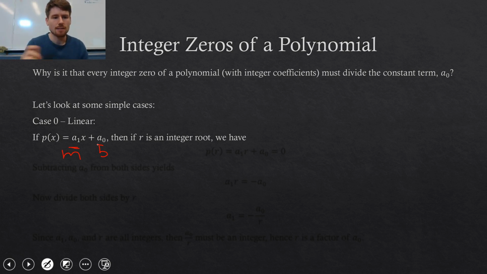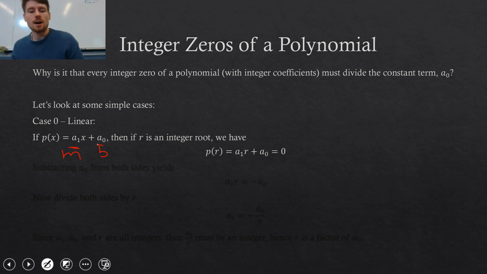We're both going to use a for our coefficients, but I'm going to say a1 is the coefficient for x to the 1, and a0 is the coefficient for x to the 0, but that's our constant term. So that's our setup. We've got a polynomial that's linear, a1x plus a0. So then suppose we've got an integer root. So r is an integer root. What does that mean? Then that means that when you plug in r, you get 0 as an answer. So we plug p of r in, and that gives us a1 times r plus a0. So we're just plugging the integer root in.